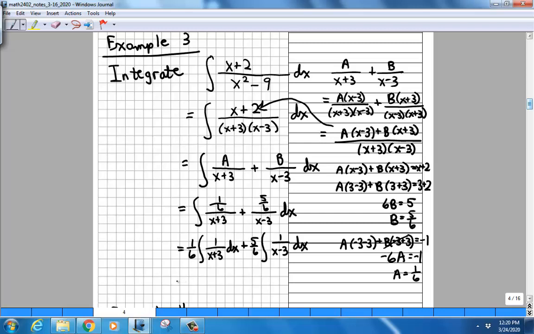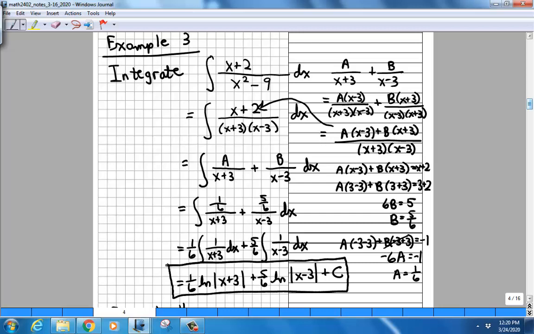And these two antiderivatives now are very easy for us. They can both be found using natural log, right? So we have 1/6 times the natural log of the absolute value of x + 3, right? Plus 5/6 times the natural log of the absolute value of x - 3. And then plus our constant. Nice. So there is our antiderivative, right? Not bad at all. Okay. So there's a few steps there, but the steps really weren't that terribly complicated, right? Okay.